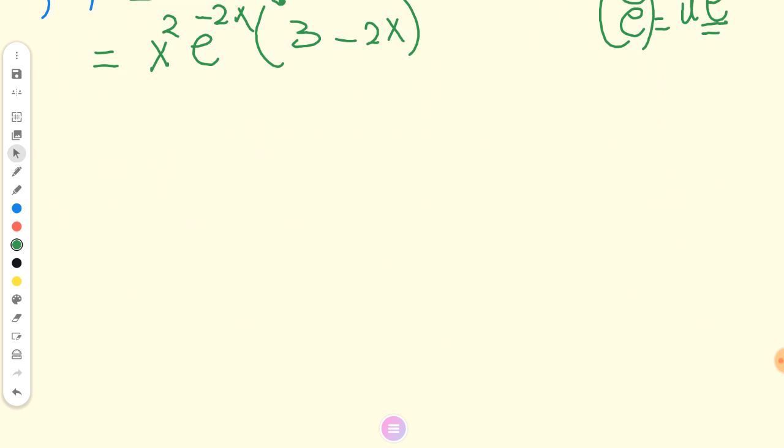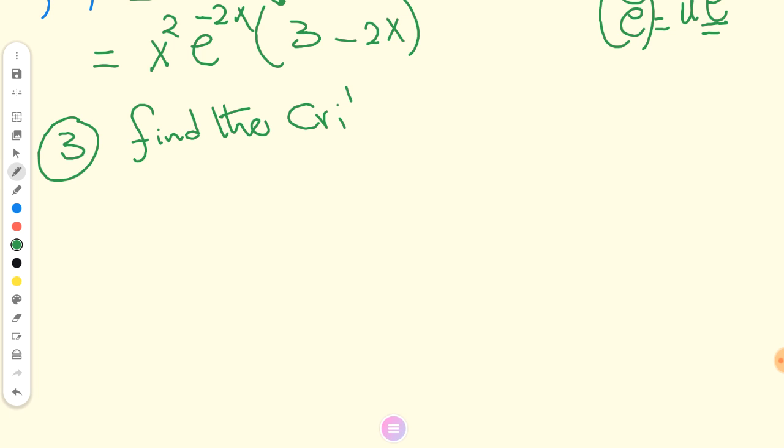Third kind of question, question 3. I know all of you know how to find the critical number. Here, if I ask you to find the critical numbers, okay?